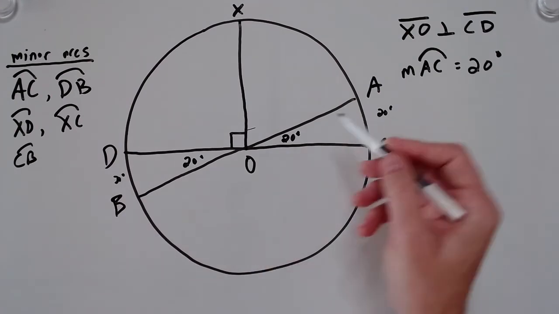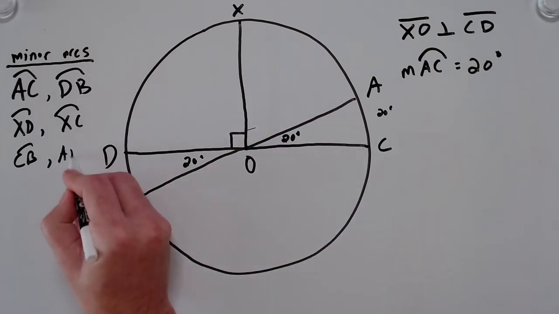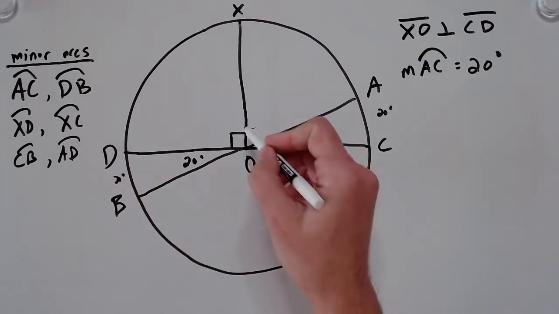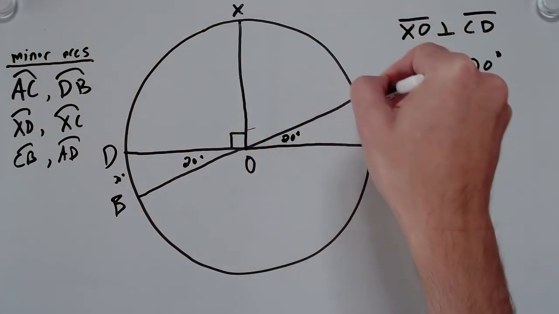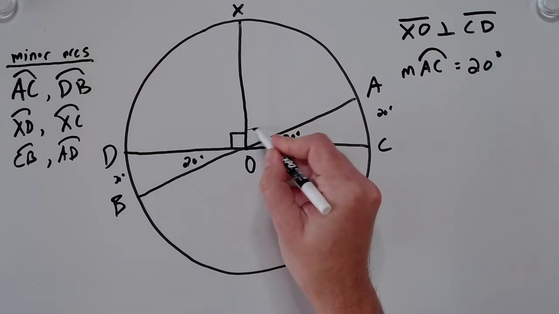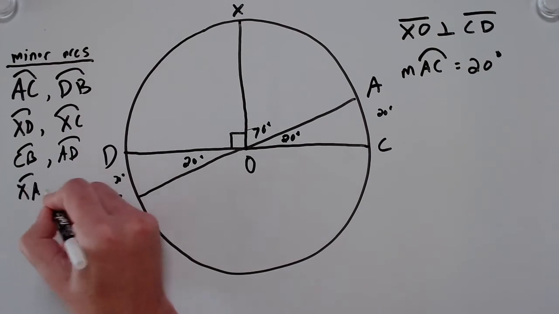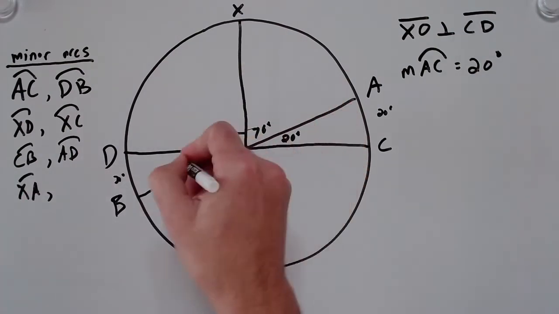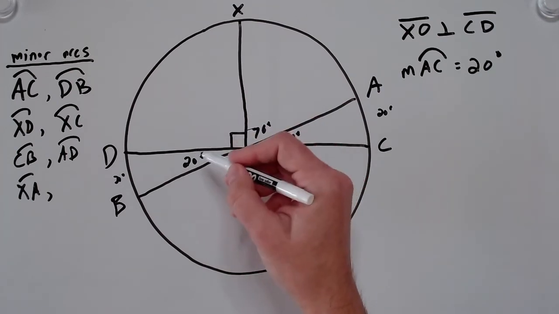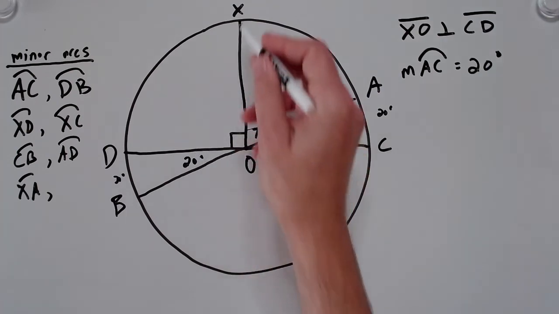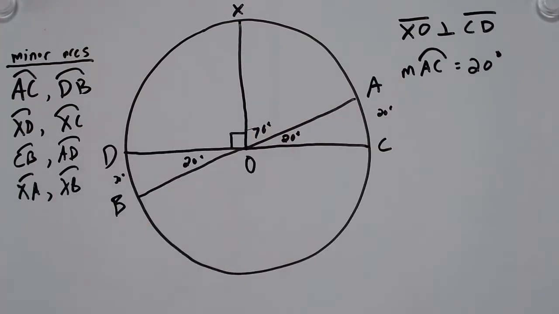And the one on the other side, so AD, this is a minor arc as well, AD. Since we have 90 degrees between X and C, we know that we have from X to A 70 degrees. And let's kind of write that in here, 70. So XA is another minor arc. And since we have 90 right here and 20 right here, that's 110. XB is also a minor arc. So there's 8 minor arcs in this circle.